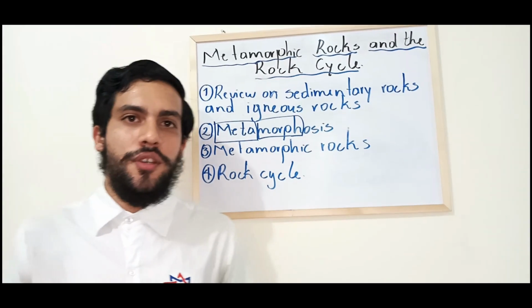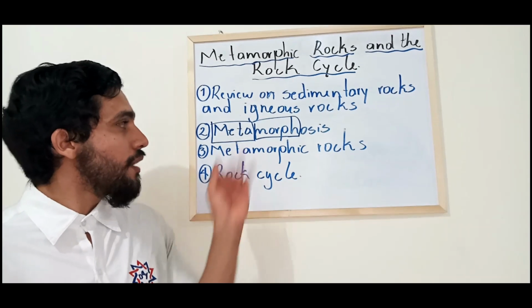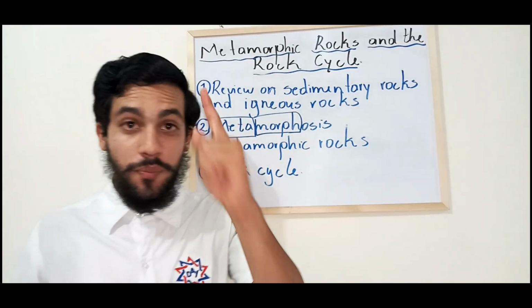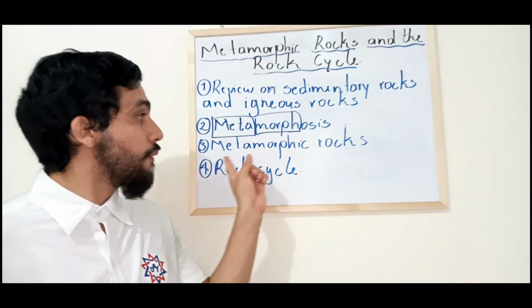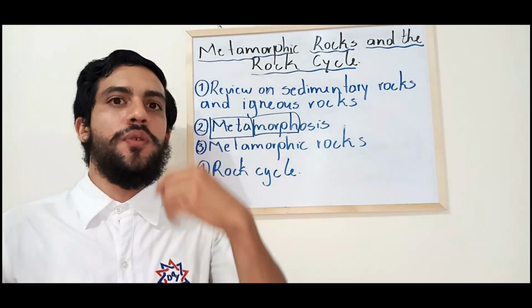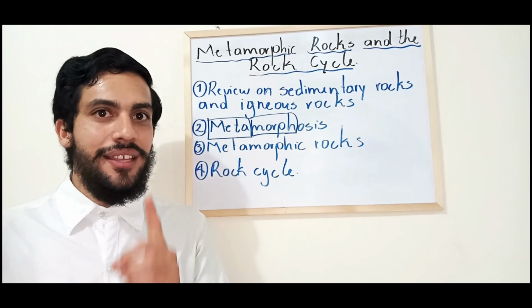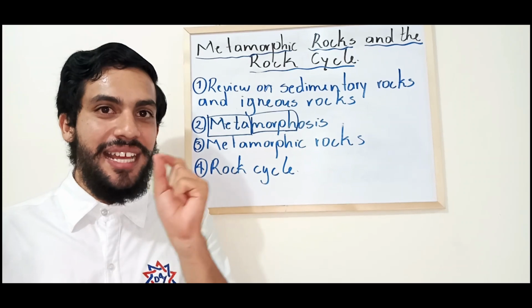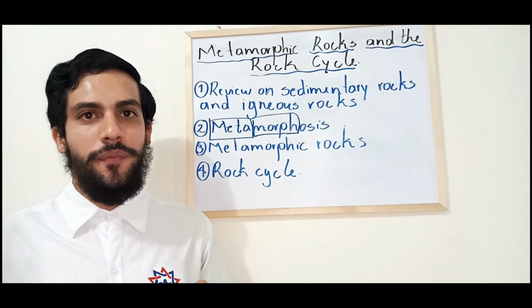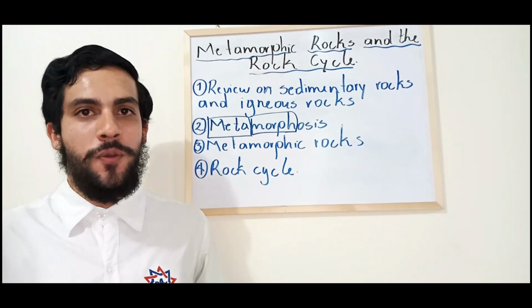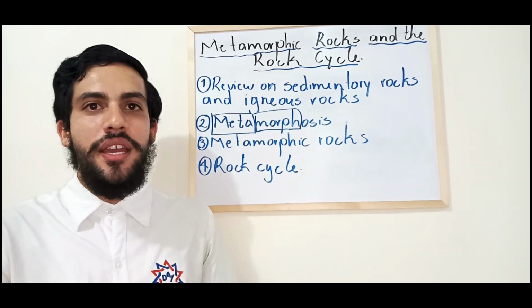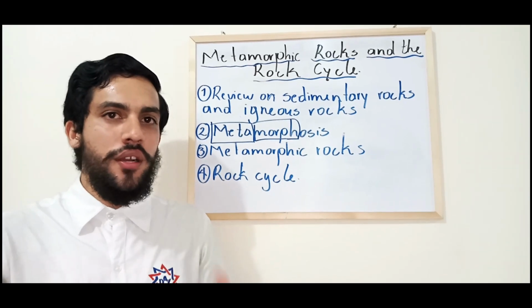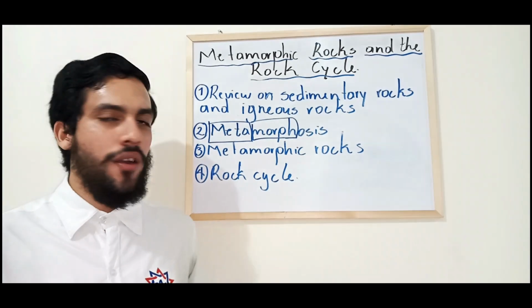All right, so we already covered the four points. Remember, a metamorphic rock is a rock that goes through a change, and the change is caused by the heat and the pressure that is in the earth crust. And in the same way, that's how the other rocks change, as I explained in the rock cycle.